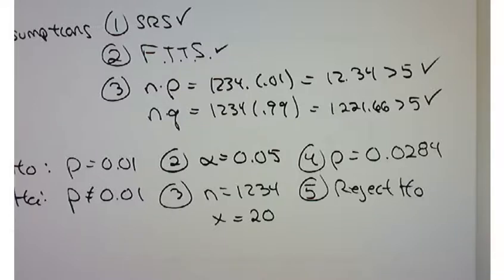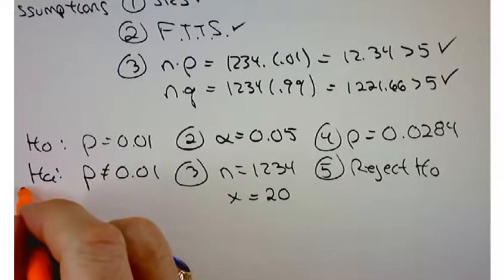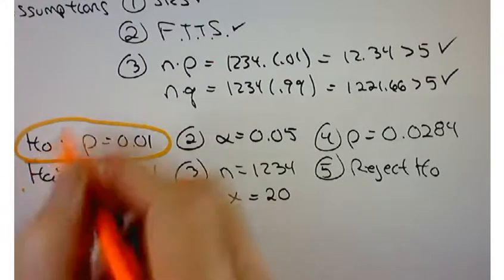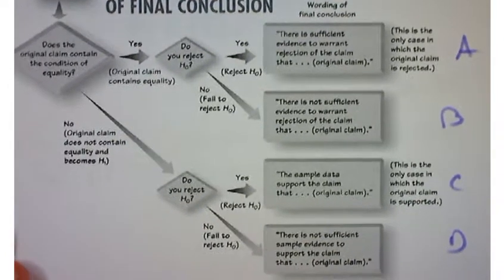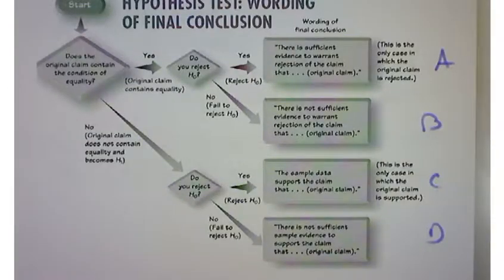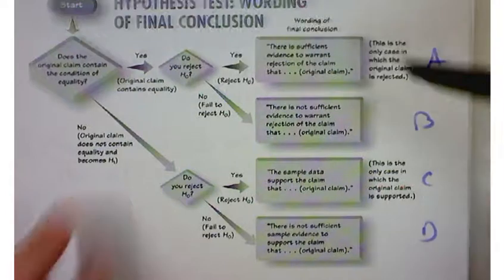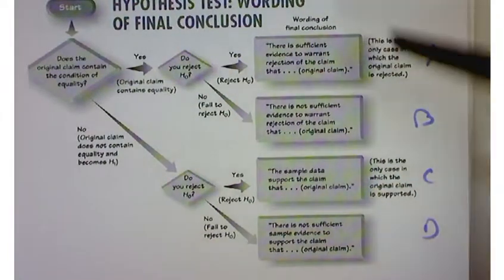Let's see what that means for our conclusion. Which one of these was our original claim, my so-called orange claim? Good. Right there, that's our original claim. So we need to know that in order to decide what form of the conclusion we want to use. Does the original claim contain the condition of equality? Yes. Did we reject? Yes. So we're going to use A.